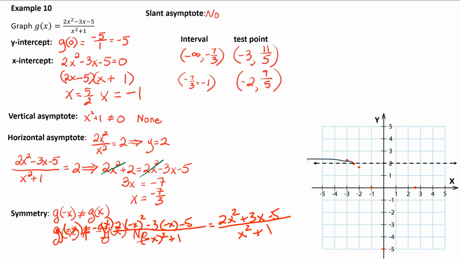So negative 2, 9/5 is right there, which means that for all the points between negative 7/3 on the x-axis and negative 1 on the x-axis, this function is going to be positive. It's going to have a positive value. So it's going to stay above that x-axis until it gets to negative 1. So that's what that part of the function looks like.